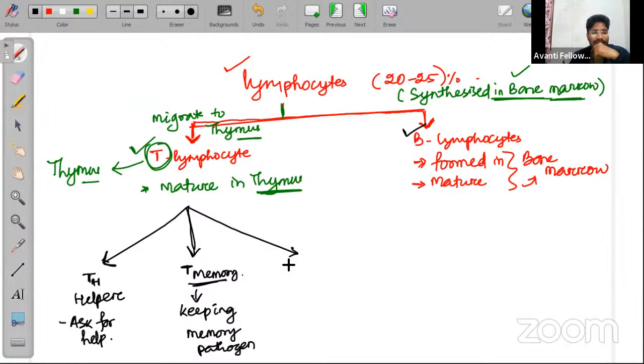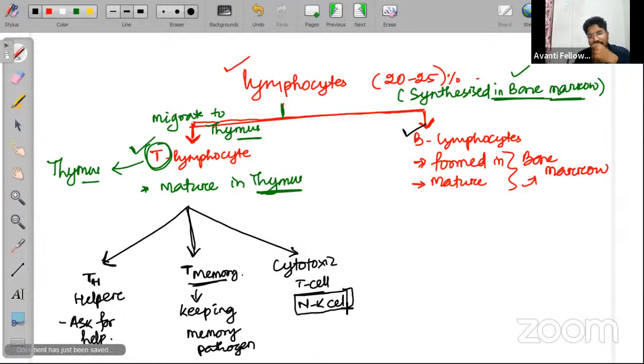And the last one, that is your cytotoxic T cell, which is also called as natural killer cell. It is called as cytotoxic T cell, or it is also called as natural NK cell, natural killer cell. इसको natural killer cell भी कहा जाता है. Cytotoxic T cells or natural killer cell. Is that clear to everybody? Right? What is the role of this cytotoxic T cell?